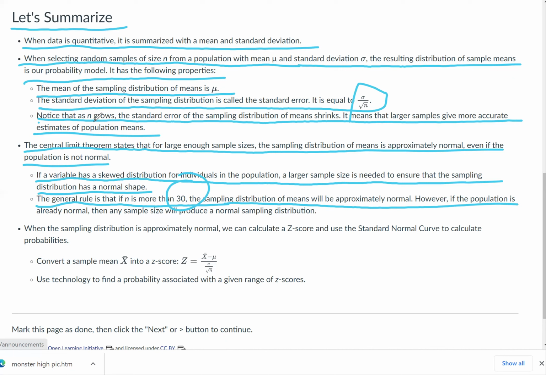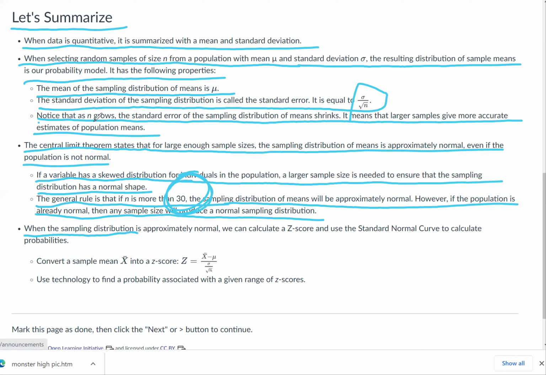However, if the population is already normal, then any sample size will produce a normal sampling distribution. So if you already know you have a normal or approximately normal distribution, then the size of n, the sample size, doesn't matter at all. You can do anything, and you can still use a normal model to infer things. But if you're not sure if your distribution is normal or not, just make sure your sample size is greater than 30, and you can use a normal model to do your analysis.